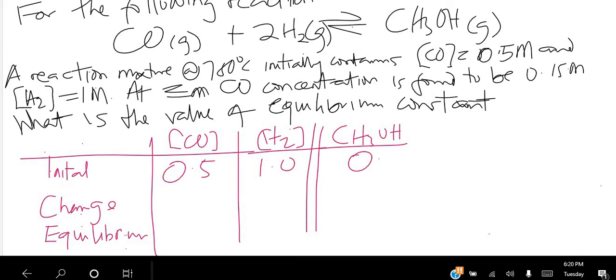So the change in this is going to be x. Our change is x, unknown. Because this is a reactant, we're going to have negative x. Reactants are consumed. And for our hydrogen, going by the equation, we have 2 moles of hydrogen, so we have negative 2x. We also have this to be positive x because that is our product.